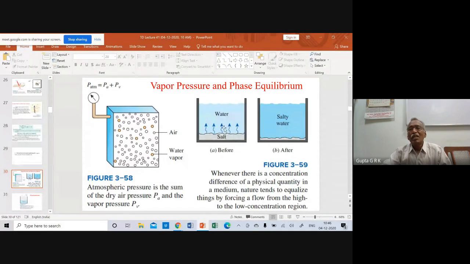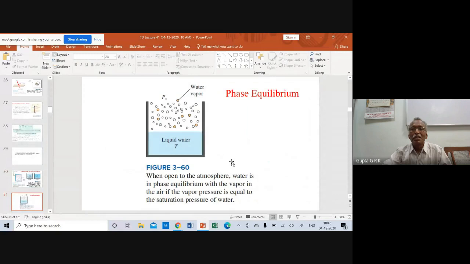Okay. And another thing is about phase equilibrium. Whenever there is a concentration gradient, suppose I put a salt here, so here there is more concentration of salt, here less concentration of salt. Nature tends to equalize the physical quantity in the medium by forcing a flow from the high to the low concentration region. So this salt gets spread, and you will get more salty water and less salt here. But that is not important.